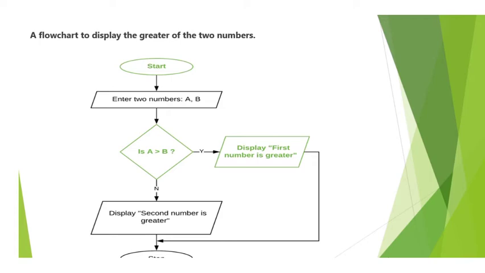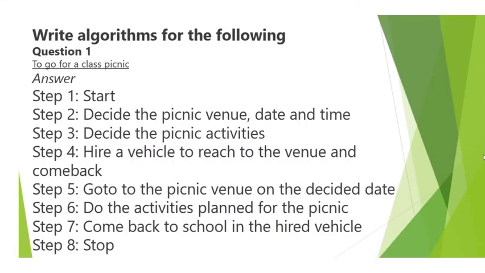Now moving ahead with the next question. Write an algorithm for the following questions. Okay, now this is a very simple question. If you have any idea related to any situation, you can easily do it. So the first is to go for a picnic. Suppose you are going for a picnic, what will be your planning for that event? You have to write an algorithm.